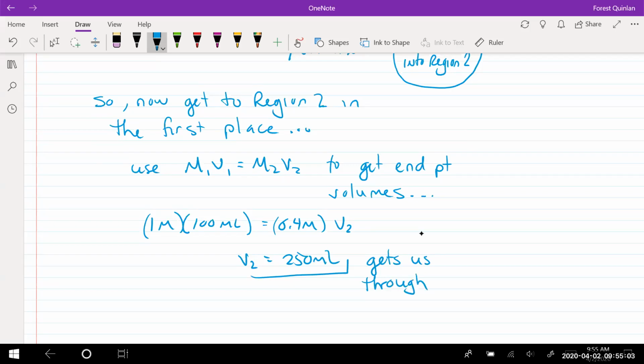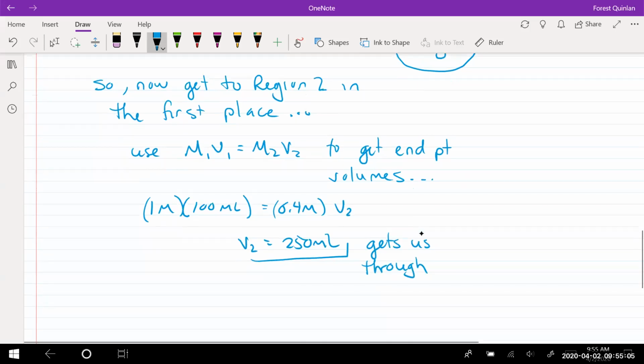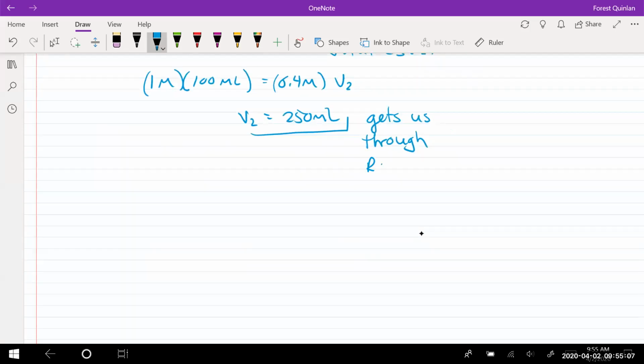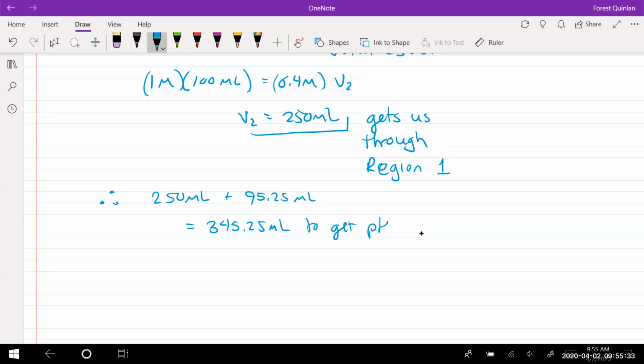250 milliliters. So this gets us through region 1. Therefore, 250 mils plus 95.25 equals 345.25 mils to get pH 7 solution.